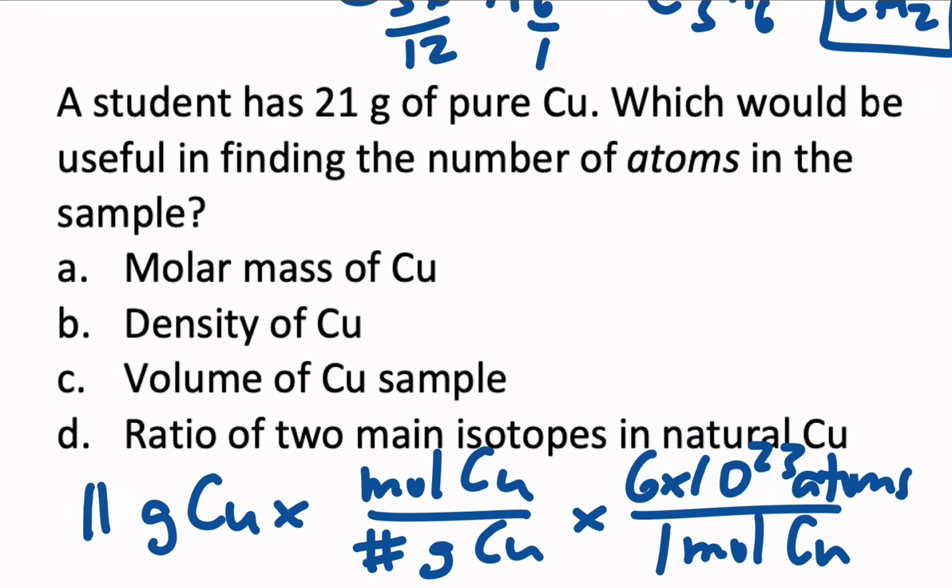Oh, it's 21, isn't it? If they tell me exactly what it is, and turn it into it, all I really need is the molar mass of copper. There we go. That's the first choice. Everything else doesn't make sense.